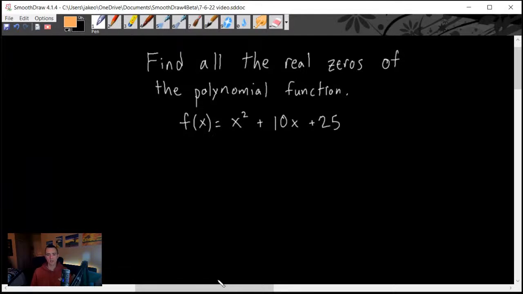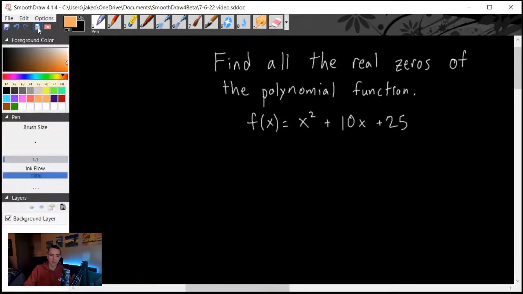So let's go ahead and get into this next example here. Again, same type of problem. Find all the real zeros of the polynomial function. This time the function that we have is f of x equals x squared plus 10x minus 20, or plus 25, I'm sorry. So let's talk about another way that we can find the zeros of this function besides factoring.